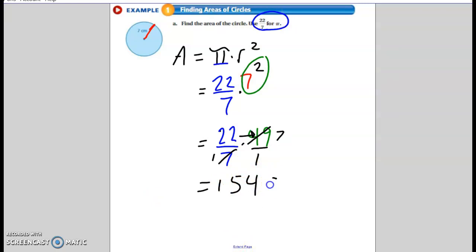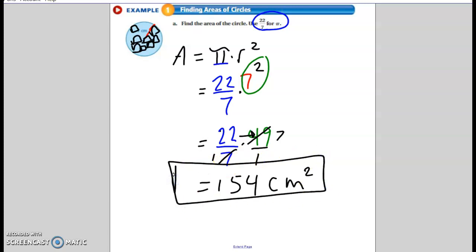154. We're going to do centimeters, and now because we're talking about area, we're going to do square units, which just means little squares inside here. 154 little squares that are of size centimeter by centimeter would give us the area of that circle. Okay?